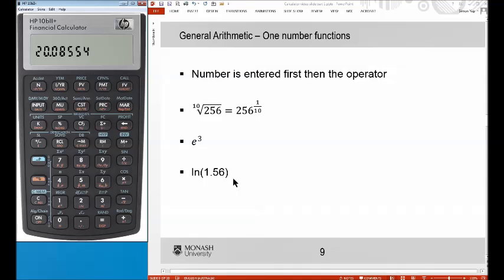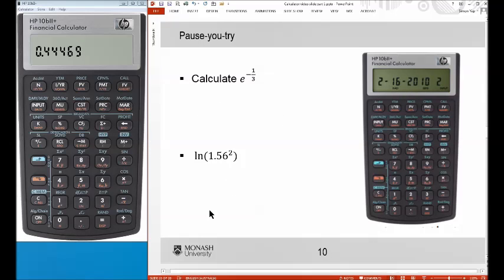In the last example, we have ln 1.56, and same thing, 1.56, then log, and the final answer is 0.44469. Now, I would like you to pause the video and try the following calculations on your own.